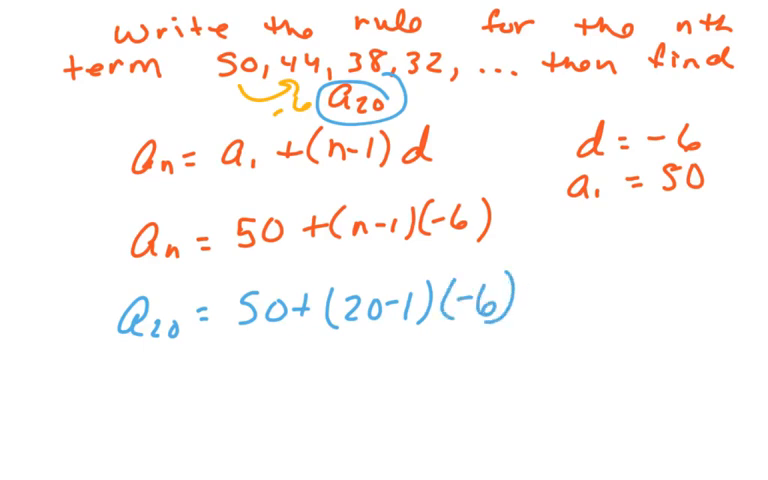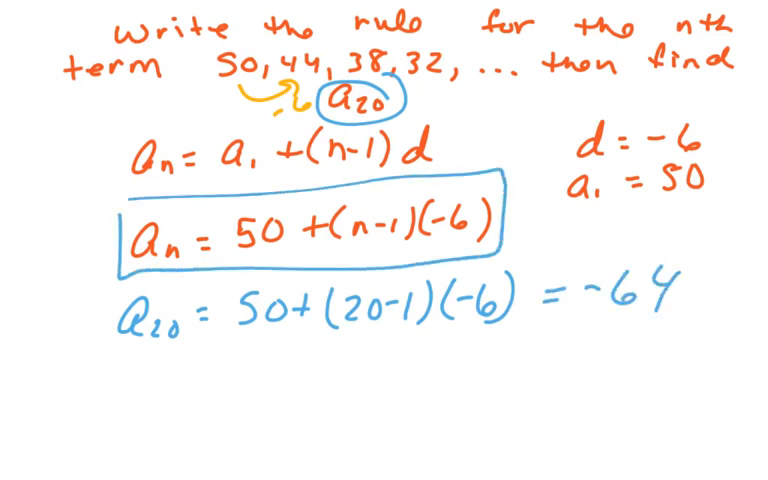And we get -64. So we found the rule for any term, and then we found the 20th term to be -64. Another situation that might come up is if you are given a particular term in the sequence, not the first one, so something like a sub 13 equals 30, and you're given the common difference, which in this case is 3/2 or 1.5.